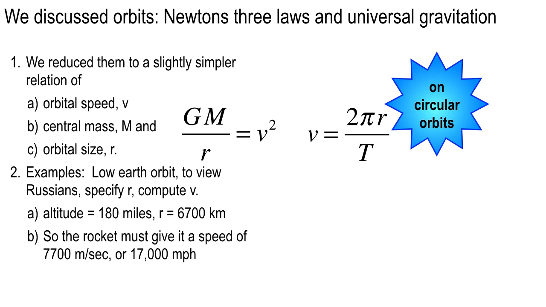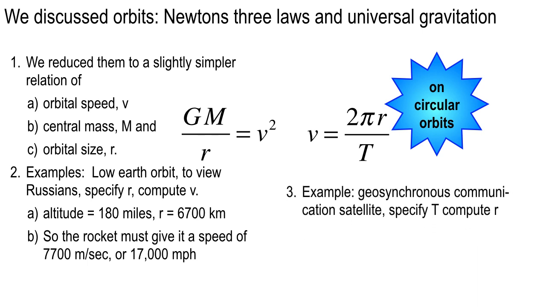Now, the other example that I gave you was geosynchronous communication satellites. So on that, you specify the orbital period, 24 hours. And then from that, you compute the orbital distance, r. Okay, so for 24 hours, in this equation up here, v equals 2 pi r over T, you convert 24 hours to so many seconds. It's a lot of seconds. And you put that in the denominator.